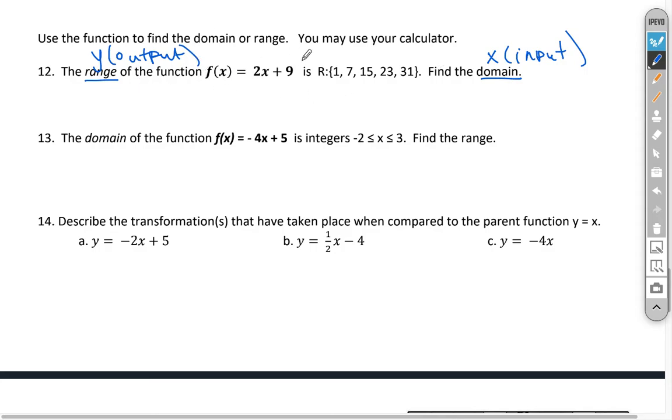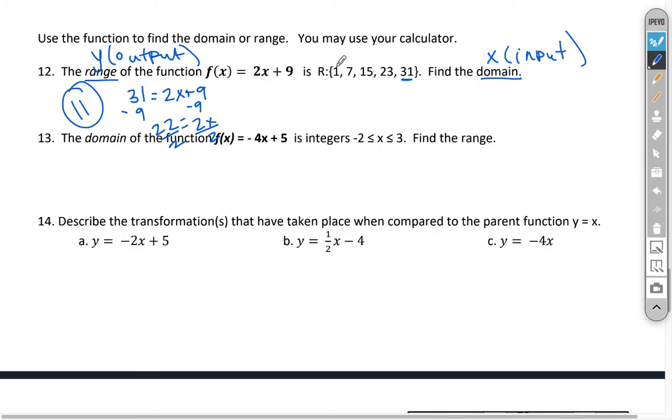So, for example, I'm going to do 31, and I'm going to let you guys do the rest, but I'm going to show you how to do it. So we're given our output. So we would have 31 equals 2x plus 9. We would subtract 9 from both sides. And so we have 31 minus 9, which is going to give us 22, equals 2x. We divide by 2. So 22 divided by 2 is 11.